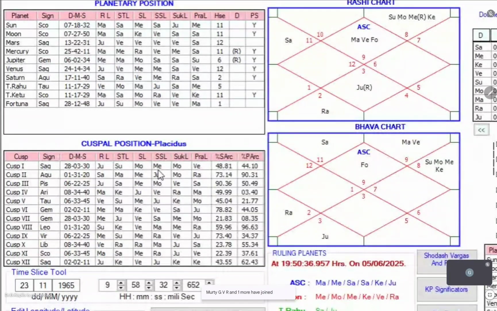Therefore, we need not worry about the ascendant subsublord, because whenever Mars appears during the BTR calculations, then we will avoid keeping Mars here. Otherwise, any other planet can appear as the ascendant subsublord. That was rule number one.